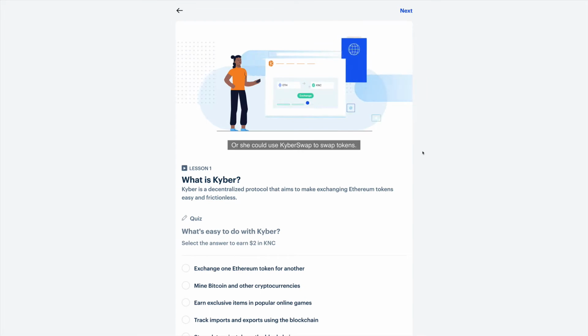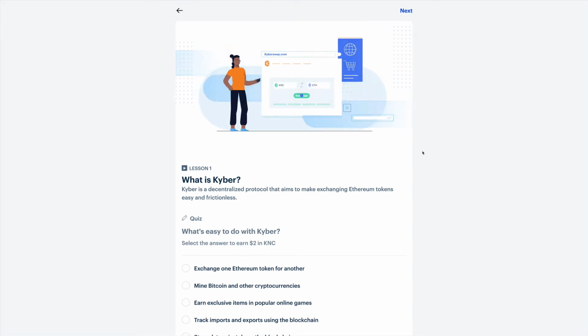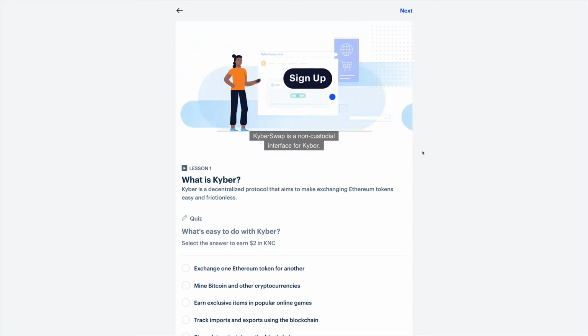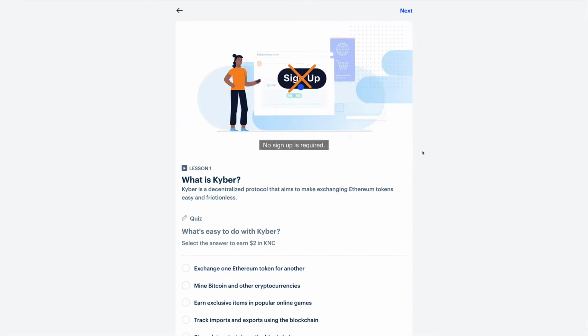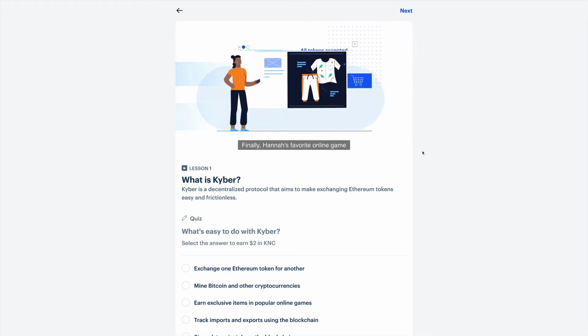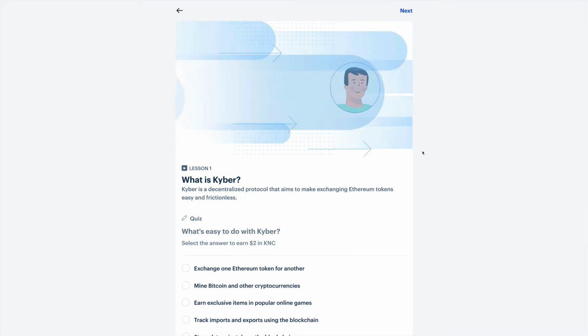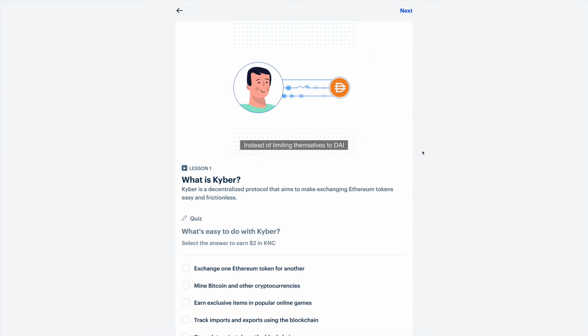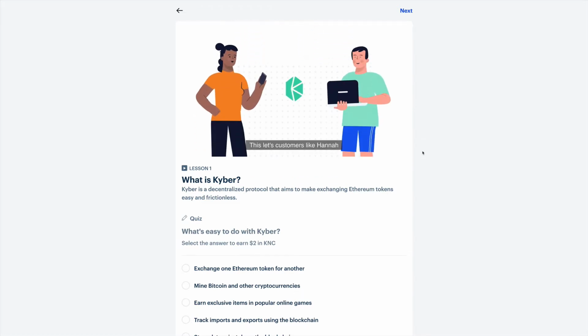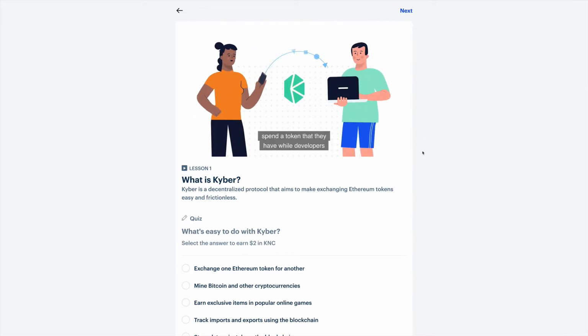Or she could use Kyber Swap to swap tokens. Kyber Swap is a non-custodial interface for Kyber. No sign-up is required. Finally, Hannah's favorite online game could integrate Kyber directly. Instead of limiting themselves to DAI for in-game purchases, the game's developers could use Kyber to accept any Ethereum token. After receiving a payment, Kyber will automatically swap the customer's payment for DAI. This lets customers like Hannah spend the token they have while developers collect payment in the token they prefer.